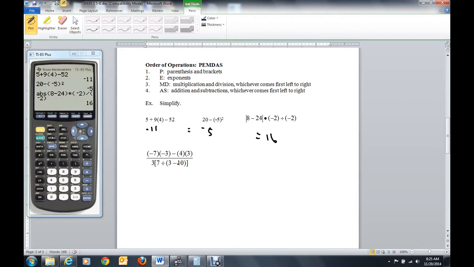Now that's the next one. There's two main ways of doing it. You can do it all at once. You just have to be really careful. I'm going to do it individually, top and bottom individually. And then I'm going to show you how you can do it all at once. I'm just going to type it in the exact same way that the numerator is written.